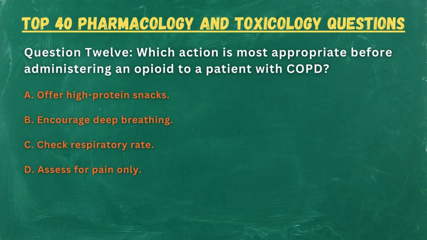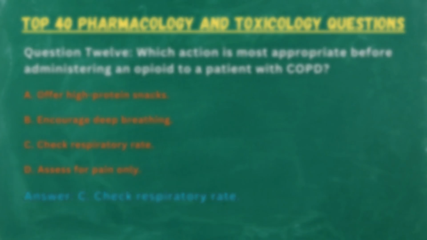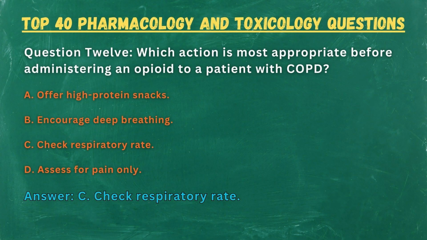Question 12. Which action is most appropriate before administering an opioid to a patient with COPD? A. Offer high-protein snacks. B. Encourage deep breathing. C. Check respiratory rate. D. Assess for pain only. Answer: C. Check respiratory rate.